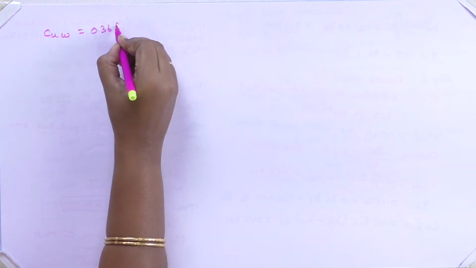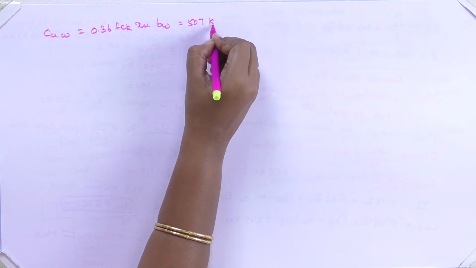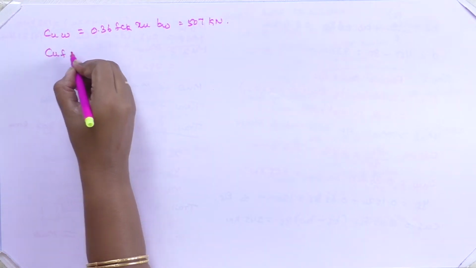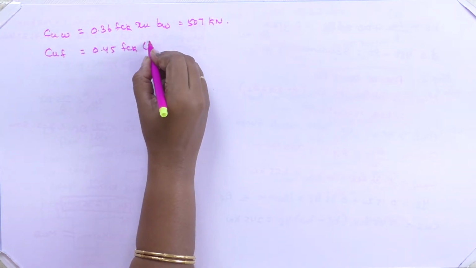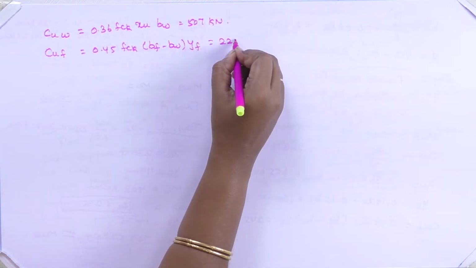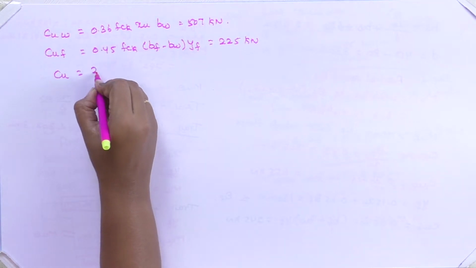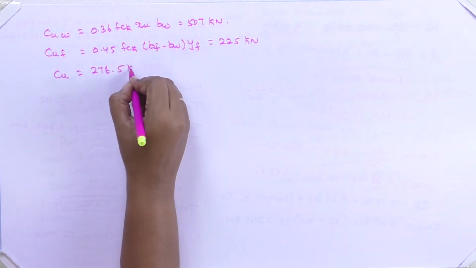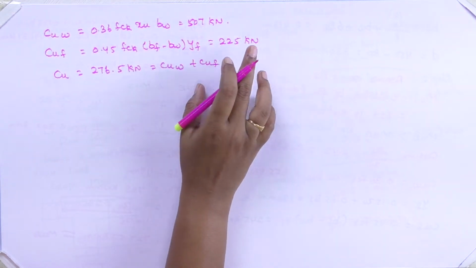Okay, I will calculate CU, the force for my web, 0.36 FCK XU BW, 507 kilonewton. CUF, that is equal to 0.45 FCK BF minus BW into YF is equal to 225 kilonewton. Adding both, I will get 276.5 kilonewton, that is CUW plus CUF. This is my force exerted.